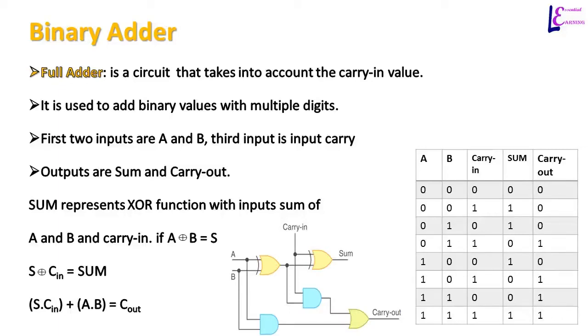Sum of full adder is XOR function between carry in and output of XOR between A and B. From half adder we know that XOR operation between A and B is equal to sum. So if we take it as S, sum of the full adder is equal to S exclusive OR carry in, and carry out is equal to S dot carry in plus A dot B.